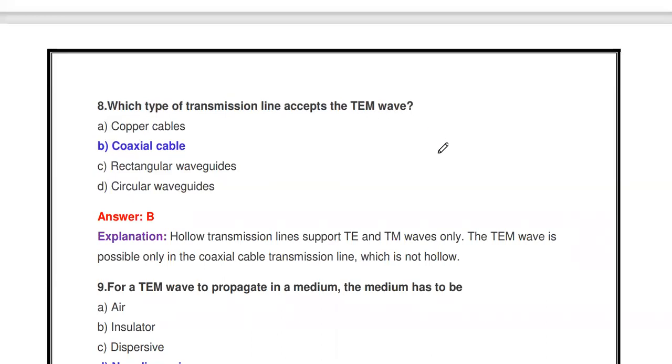Next: which type of transmission line accepts the TEM wave? A rectangular waveguide will not allow the TEM wave. The options are copper cable, coaxial cable, rectangular waveguide, circular waveguide. Only the coaxial cable accepts the TEM wave. A hollow transmission line does not support TEM waves. The TEM wave is possible only in a coaxial cable transmission line, which is not hollow.